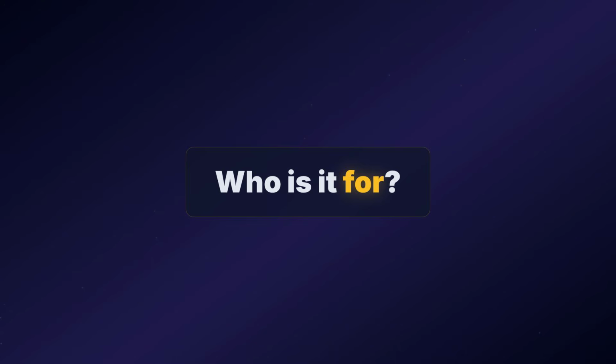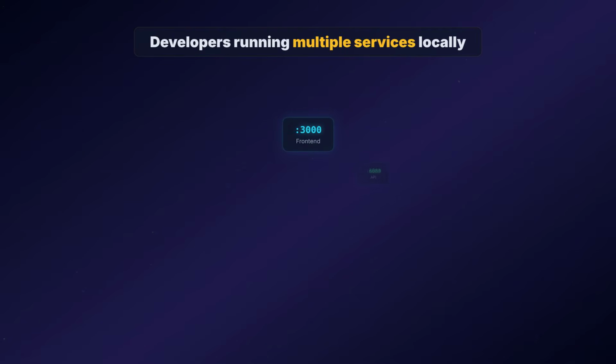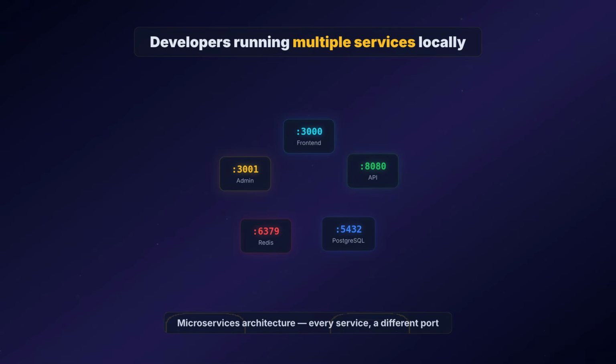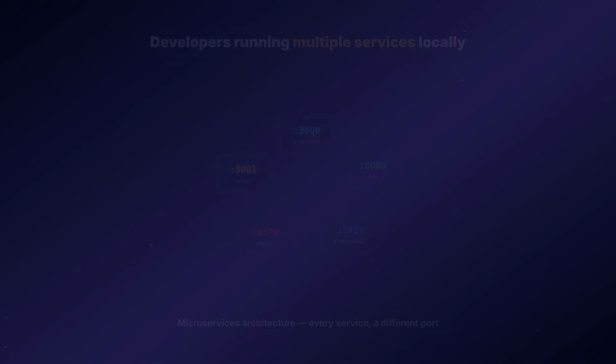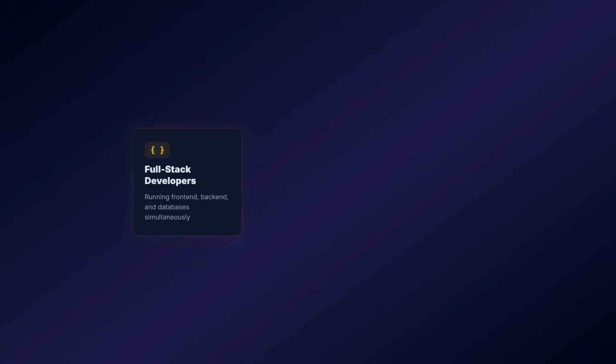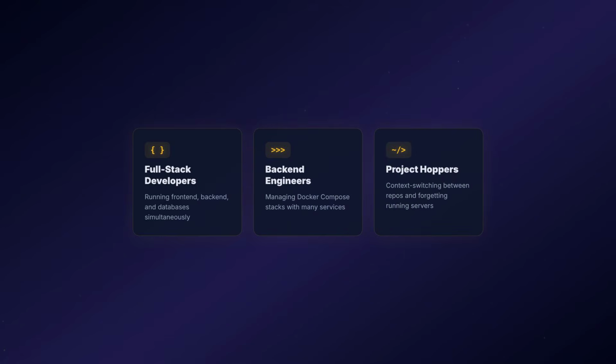Now, who is this for? Port Whisperer is built for developers who run multiple services locally. If you are working on a microservices architecture where you might have a front end on port 3000, a database on 5432, Redis on 6379, and maybe a second front end for an admin panel on 3001, this tool gives you a single command to see all of that at once. Full stack developers, backend engineers running Docker Compose stacks, and anyone who has ever lost track of what is running on their machine will find it useful.